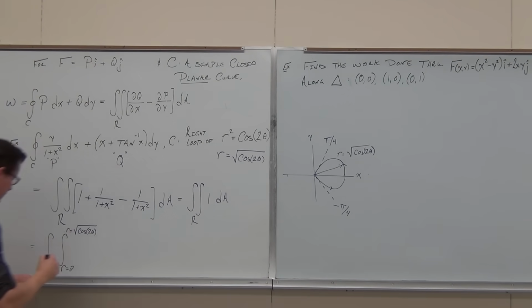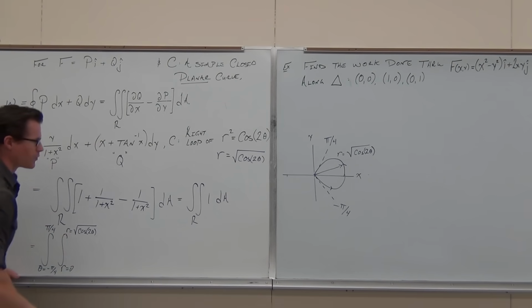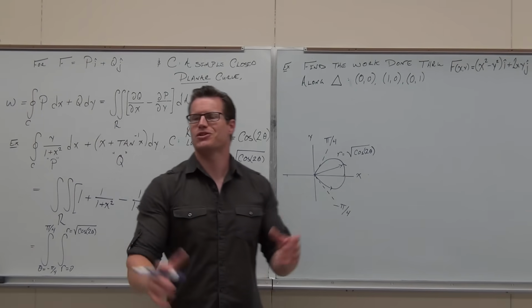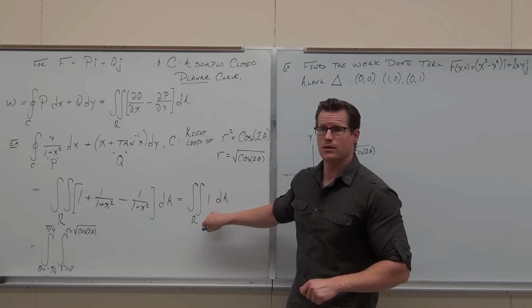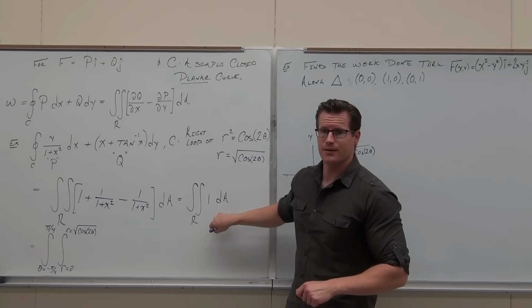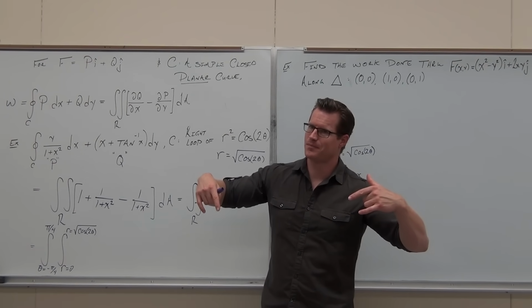So when we finish this setup, we get theta equals negative pi over 4 to pi over 4. Now there's only one more thing. It's going to be a really easy thing. Do we need to change the 1? Do we need to change the dA? Yes. Think back to polar, what's it become? Beautiful.